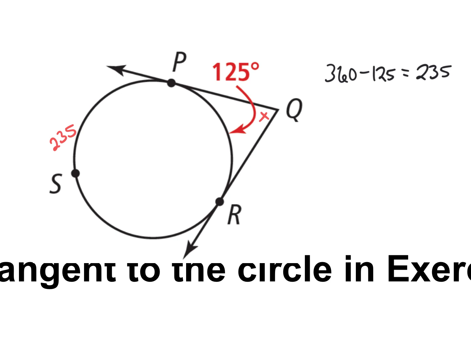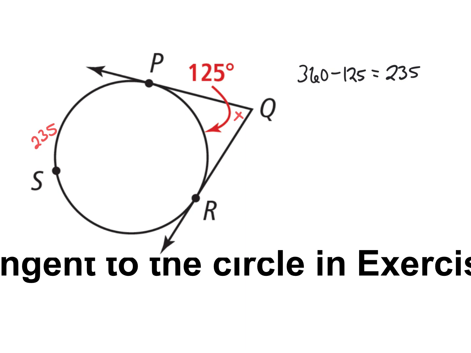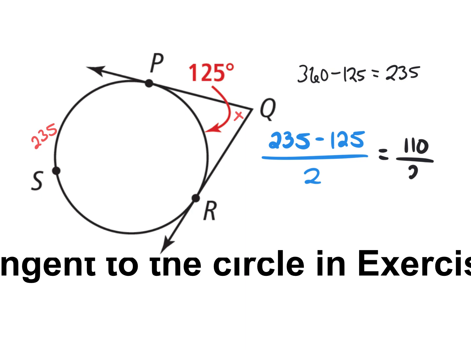Since the angle is on the outside, how do we find that missing angle? Are we finding the average anymore? No, what are we going to do? Yep, subtract big arc, 235, minus small arc, 125, divide by 2. What's 235 minus 125? 110 divided by 2, 55.